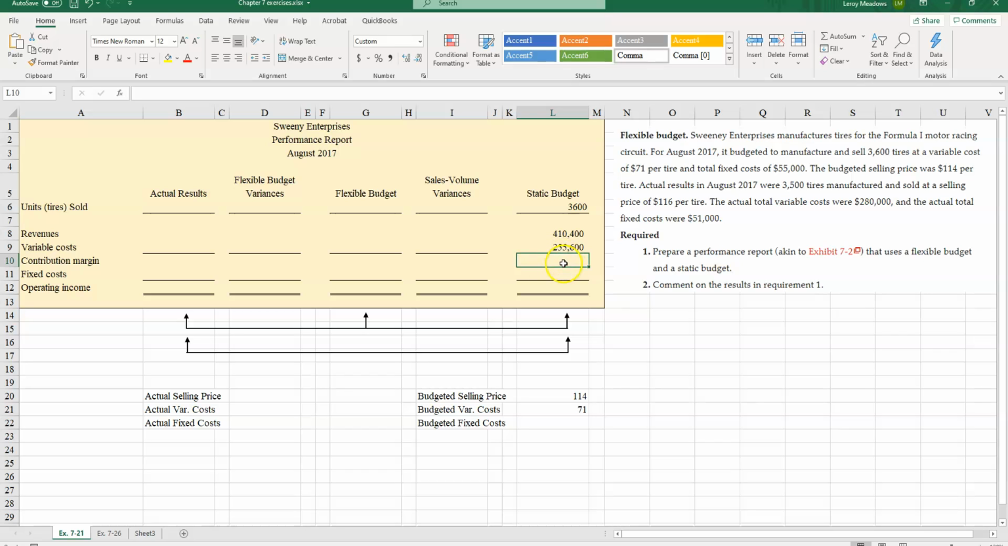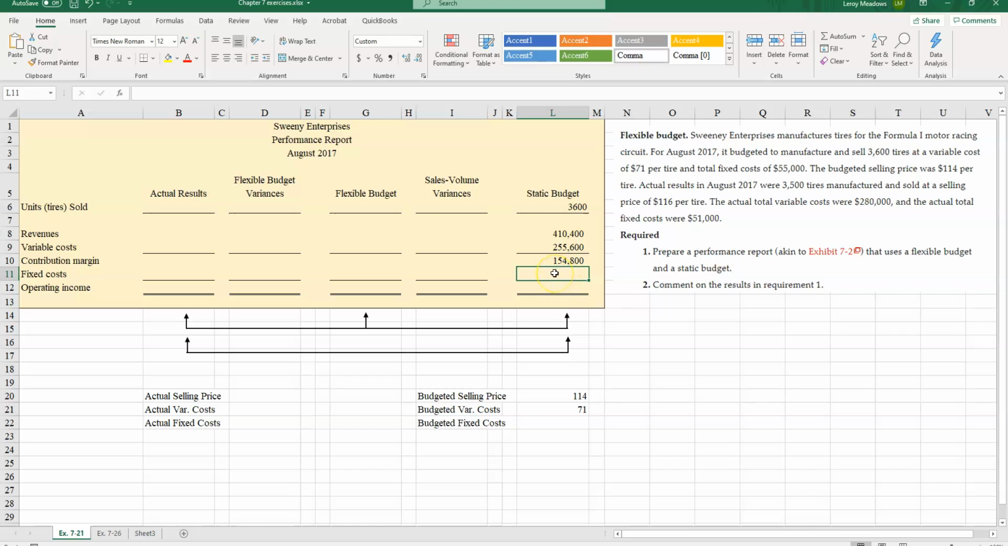So what is my contribution margin? So we remember the contribution margin is simply revenues minus variable costs. So let's calculate our contribution margin. And our contribution margin, our budgeted contribution margin, was $154,800.